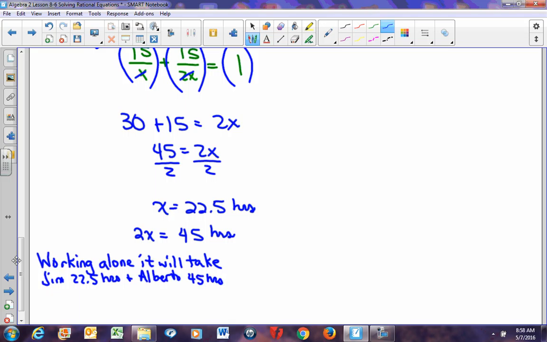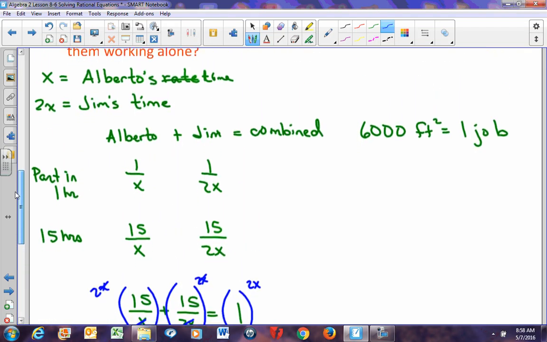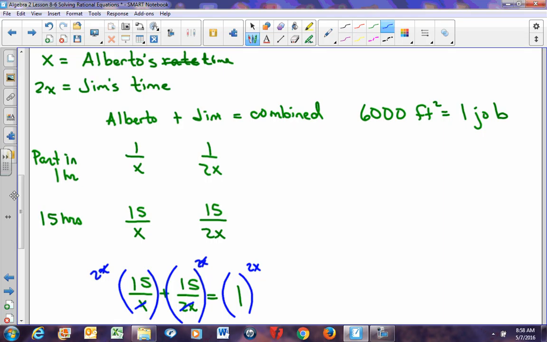We have that problem written in a complete sentence because it's a word problem. Now I'm going to show you how the book does it, which I personally think is a little harder because the numbers are a lot bigger. It's the same basic concept. You still have Jim, you still have Alberto, but now you've got to deal with that 6,000.